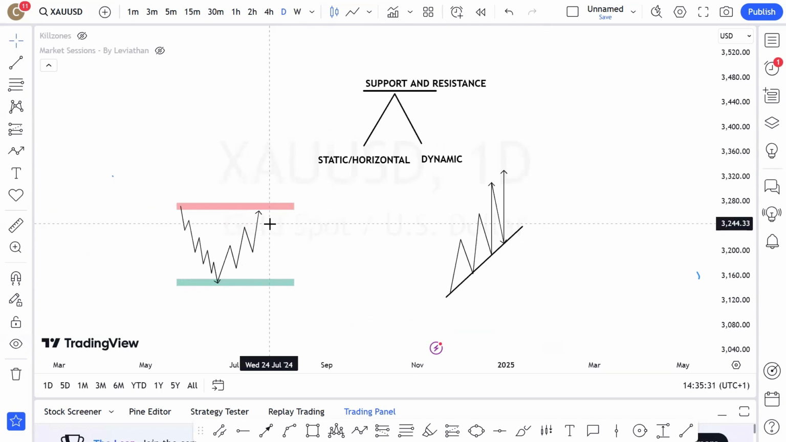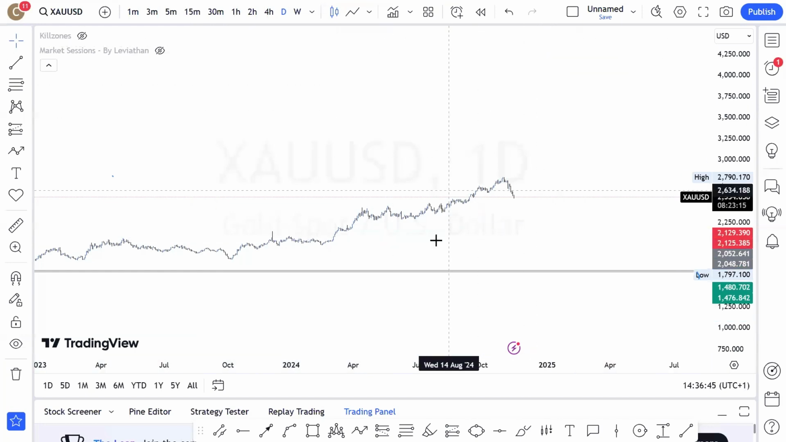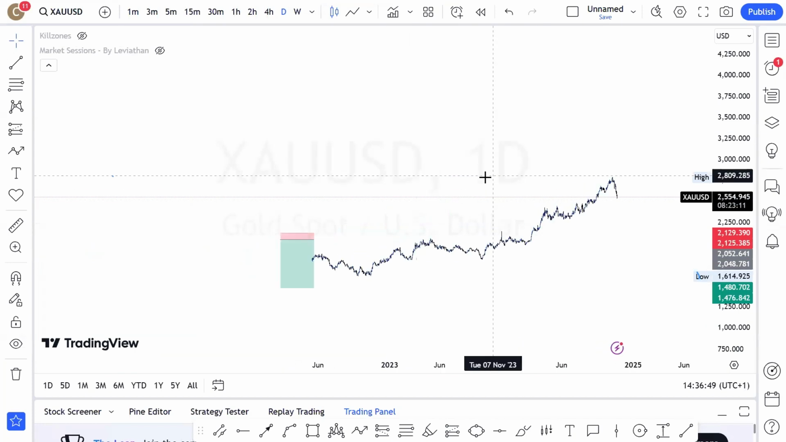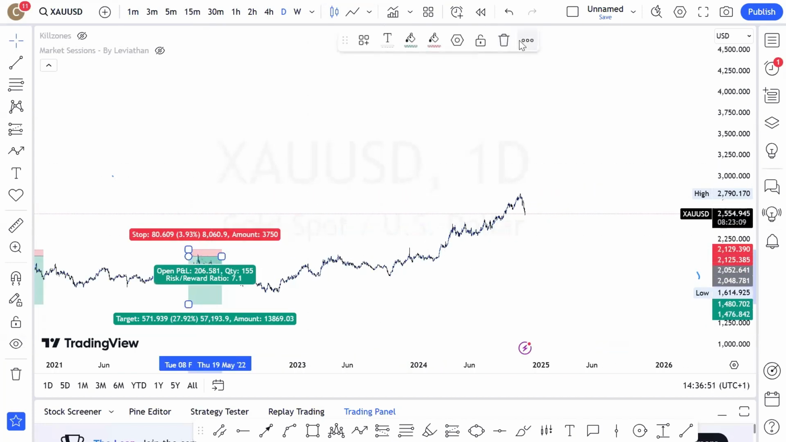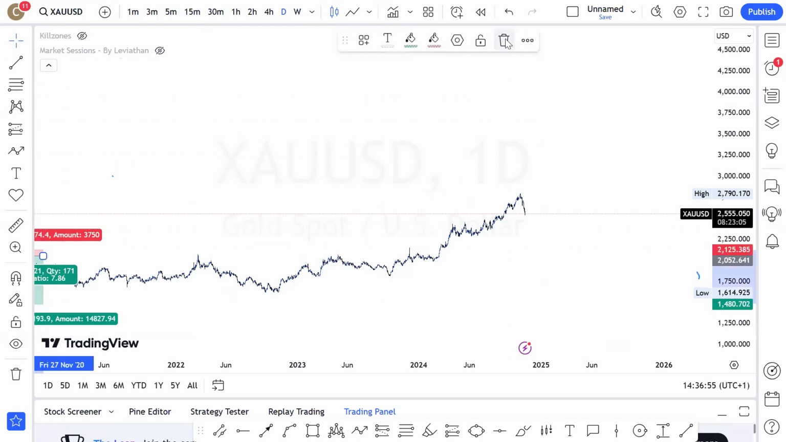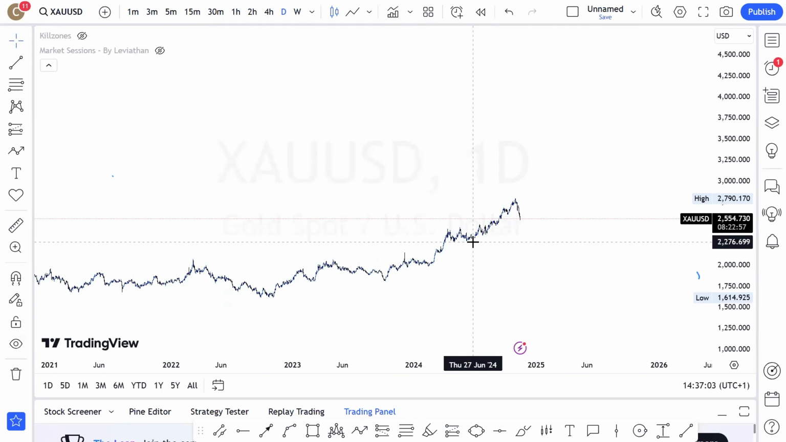We're starting with the static support and resistance. Basically, support and resistance exist on all time frames. This is the chart of gold on the daily time frame. Now, you can draw this on all time frames. You can do it on daily, you can do it on weekly, you can do it on lower time frames.